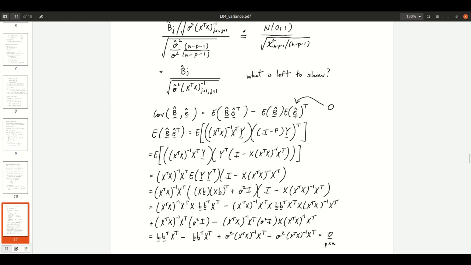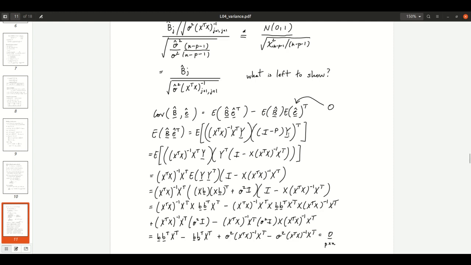Okay, now the first thing to notice is that the expected value of e hat is 0. This is the residual vector, so it has expected value 0. So the second term goes away, and we just have to look at the first term. The first term has b hat and e hat transpose, so b hat is just the following: x transpose x inverse x transpose y. And e hat is the following: I minus p times y. Remember, this is just y minus the fitted values, which is py.